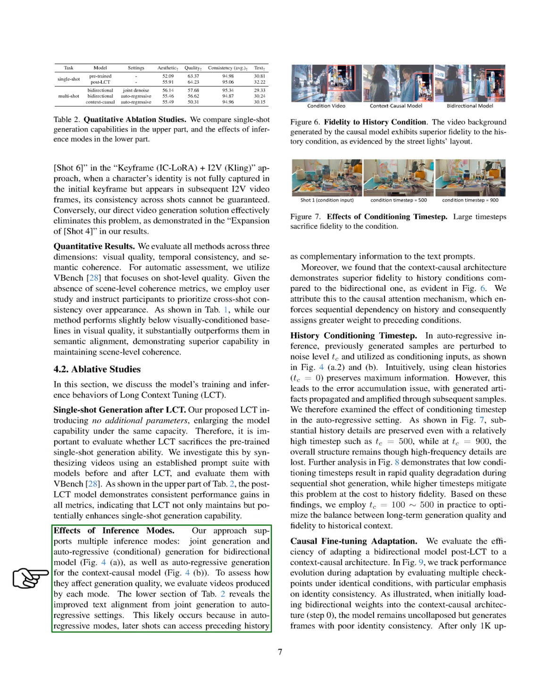We also explore the effects of different inference modes. Our approach allows for joint generation and auto-regressive generation for bidirectional models, as well as auto-regressive generation for context-causal models. We assess the quality of videos produced by each mode, finding that joint generation leads to better text alignment compared to auto-regressive settings. This improvement likely arises because, in auto-regressive modes, later shots can use earlier information as a reference.